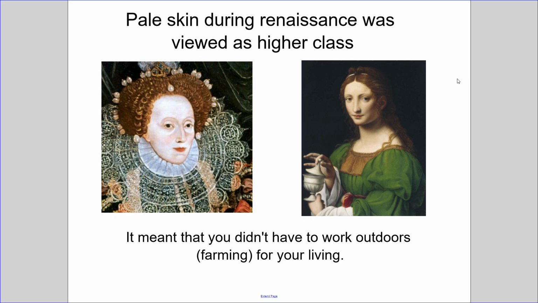One interesting thing about skin color, not that this has to do with genetics, but it's more of a cultural thing, is that pale skin during the Renaissance was viewed as higher class because it meant that you didn't have to work outdoors and you were protected from the sun. So that's why you'd see these aristocrats with very white and pale faces. They'd even go as far as to powder their faces to make them look very, very pale.